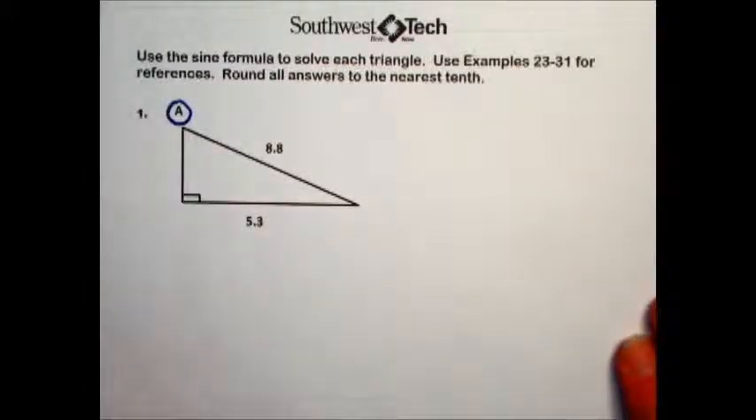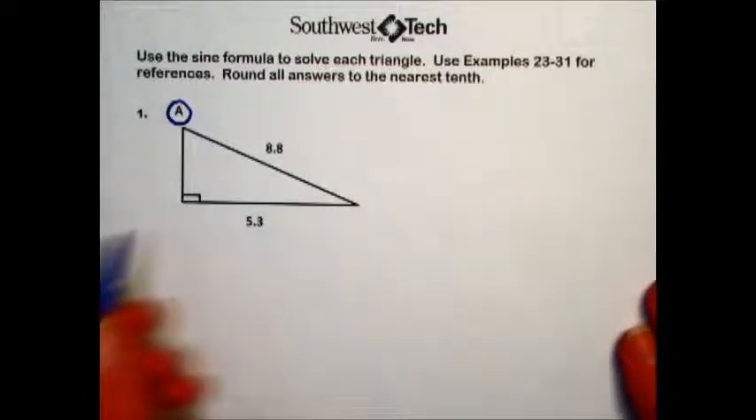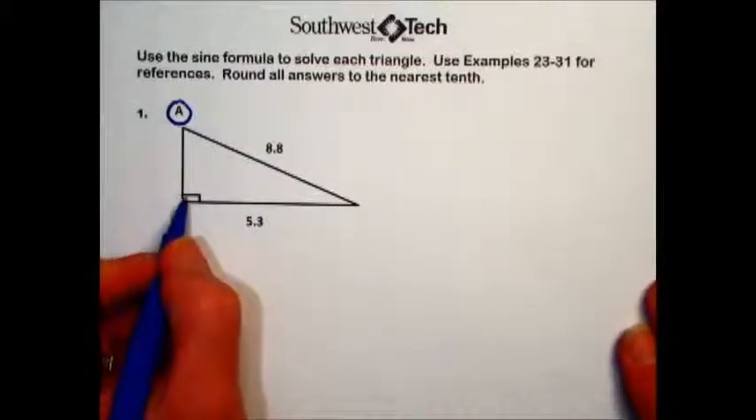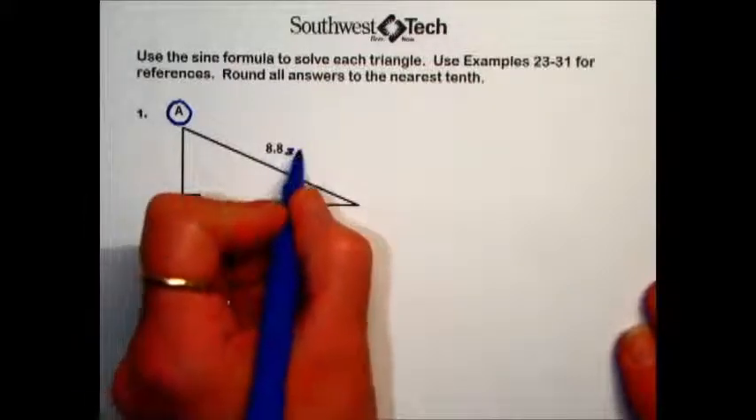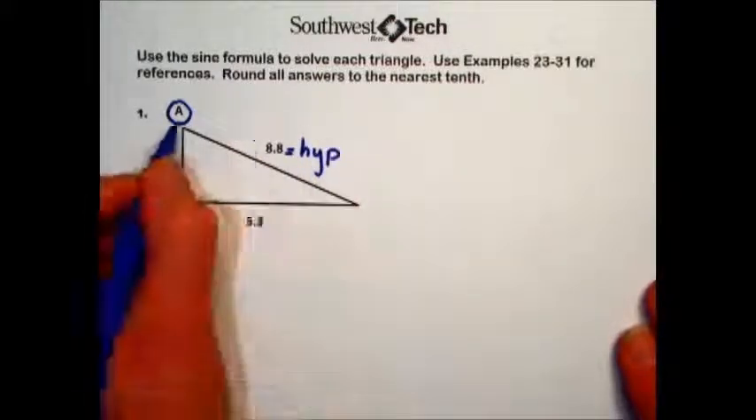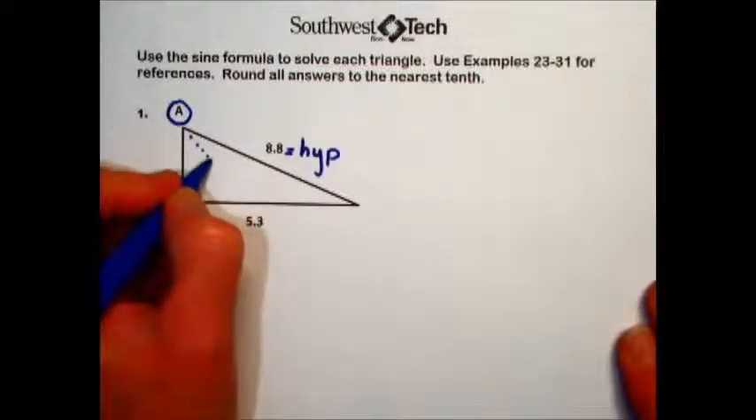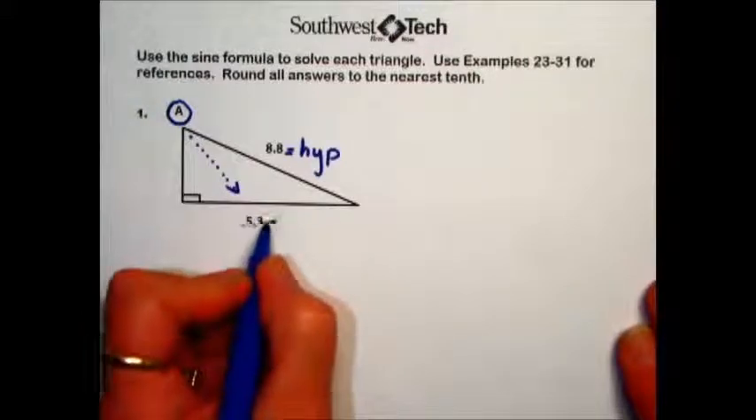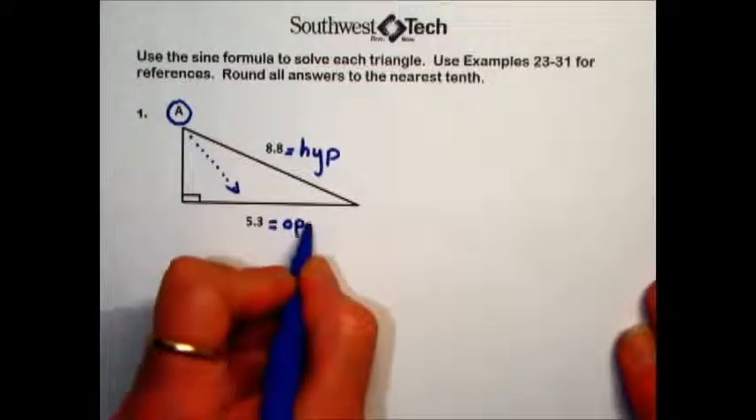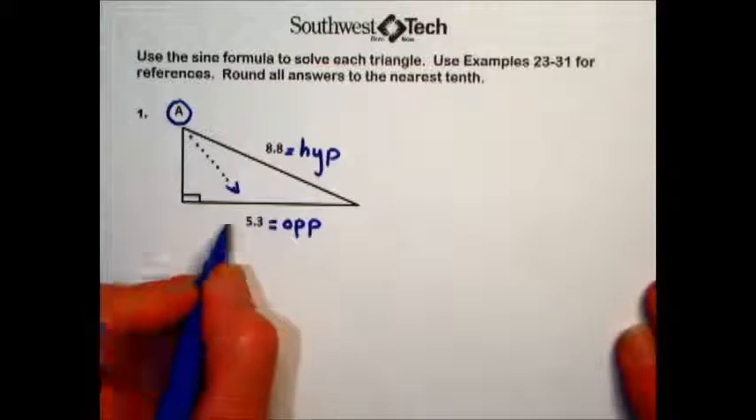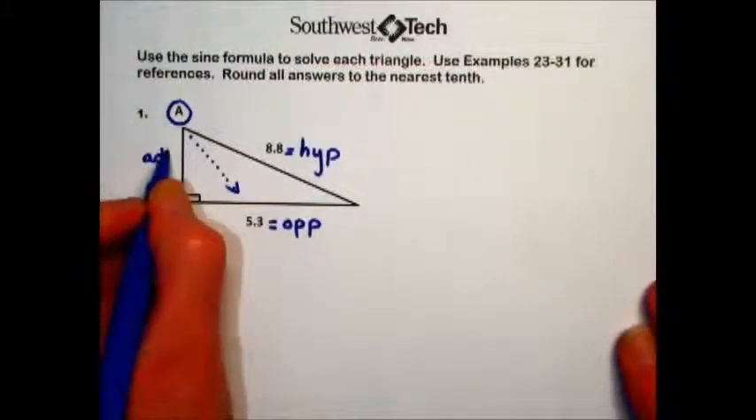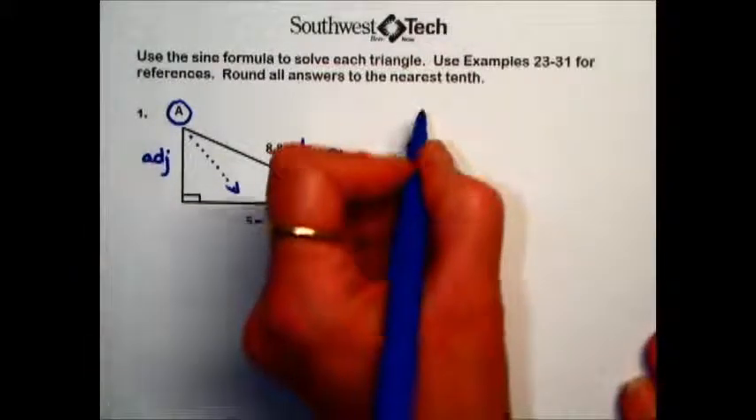the angle measurement. We'll use this as our reference angle, and as with previous problems, we always start with labeling the sides of this right triangle, starting with the hypotenuse, the side opposite the right angle, the longest side. With A, our missing value, we'll use that as our reference angle. That means 5.3 will be our value for our opposite side, and labeling the third side with the term adjacent.